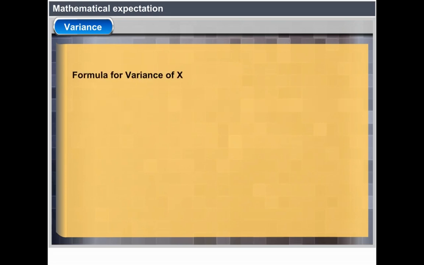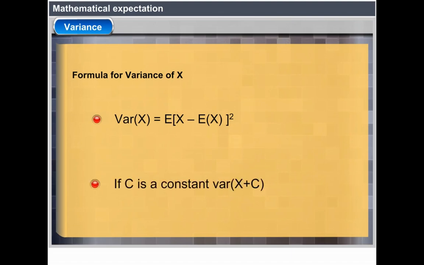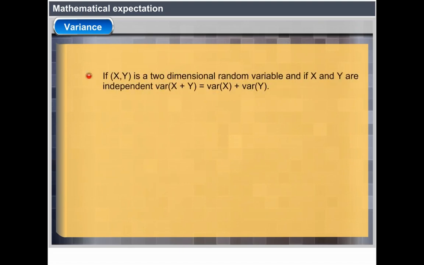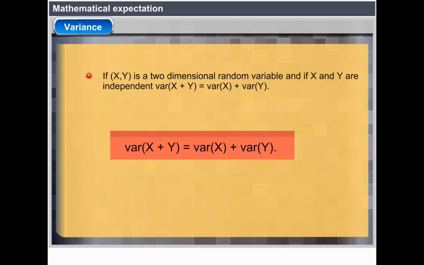Formula for variance of x: variance of x equal to expectation of x square minus (expectation of x) whole square. If c is a constant, then variance of x plus c equal to variance of x. If c is a constant, variance of c into x equal to c square into variance of x. Then variance of ax plus b equal to a square into variance of x. If x comma y is a two-dimensional random variable and if x and y are independent, variance of x plus y equal to variance of x plus variance of y.